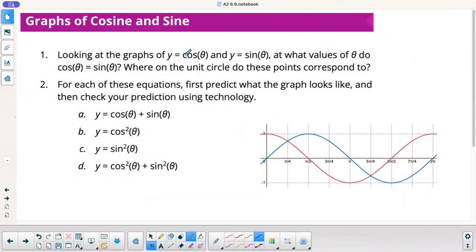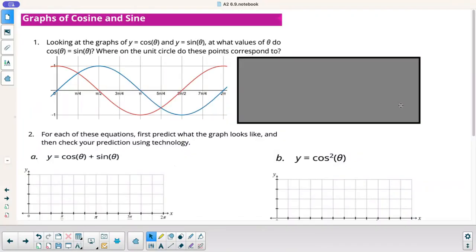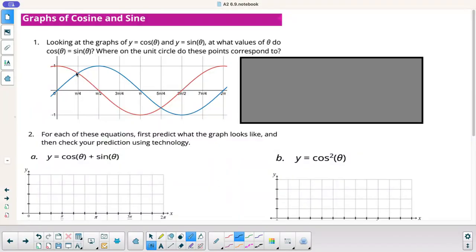All right, so looking at the graphs of y equals cosine theta and sine of theta, at what values of theta does cosine of theta equal sine of theta? Oh, you know what? Let's go right here. I put this on another slide, so it's a little bit easier. Okay, so where do they equal each other? Where they equal would be where they intersect. So here and here. So my answer would be at pi over 4 and 5 pi over 4.